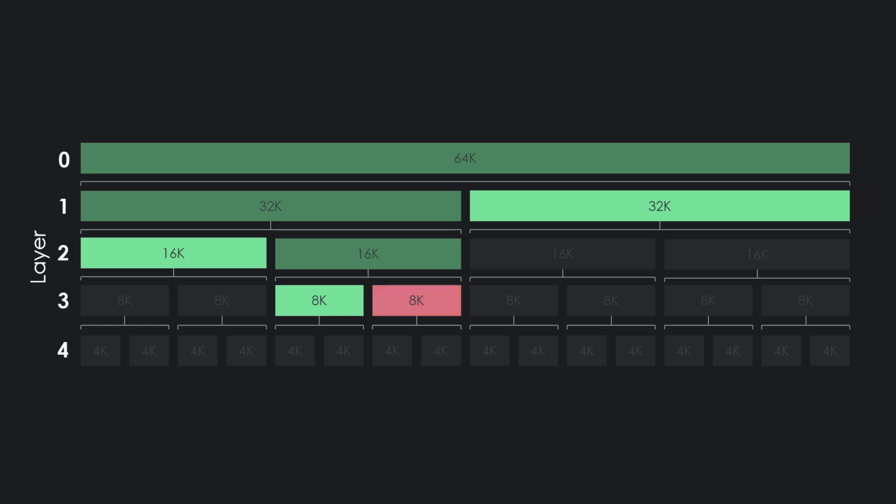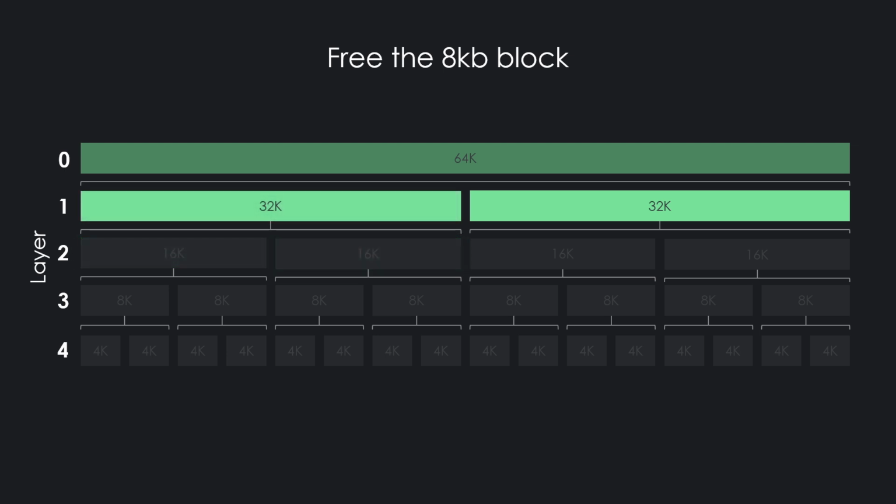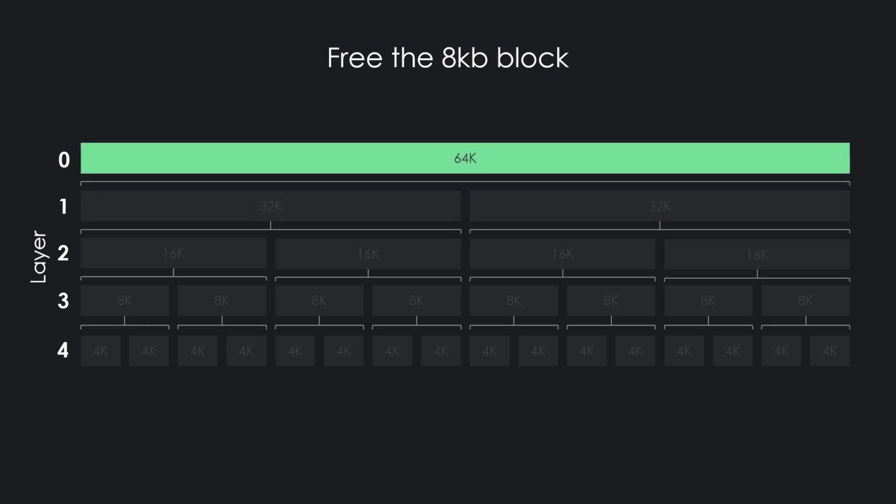Now we no longer need this 8 kilobytes of memory. After marking it as free, we look at its buddy and see that it is also free. So we can merge them into a 16 kilobyte block. The buddy of the 16 kilobyte block is also free, so we merge again, getting a 32 kilobyte block. The buddy of this 32 kilobyte block is also free, so we merge them again, obtaining the original 64 kilobyte block.